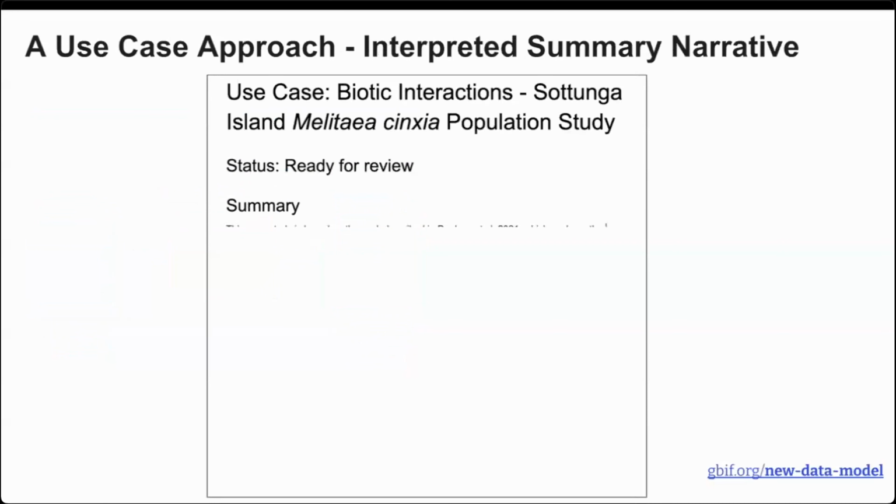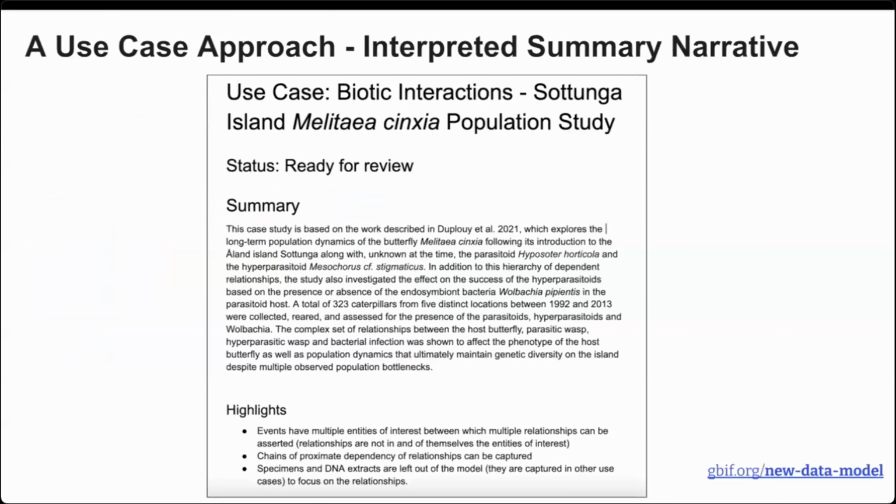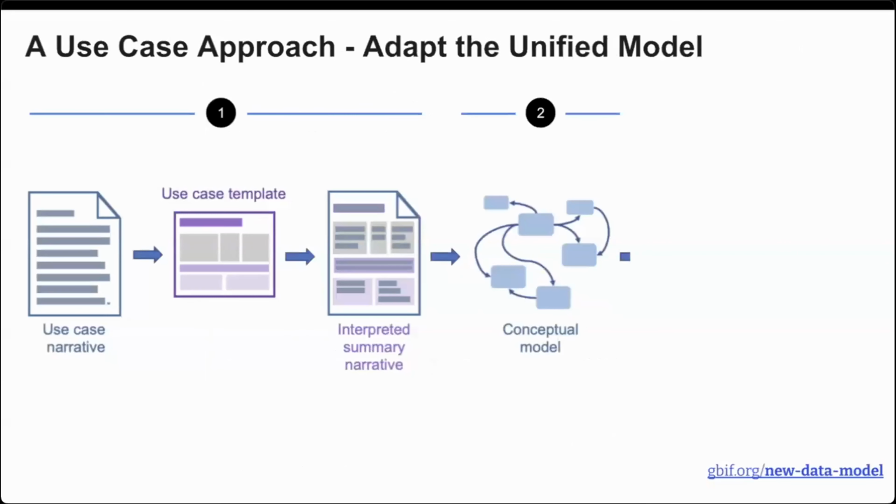Here's an example of the summary narrative for the original biotic interactions use case. I don't mean to go into this in any detail just now. I just want to give you an idea of what these summary narratives look like. The summary narrative contains the interpreted description of the problem, as I said, which we use to adapt the conceptual model to enable the new capability.